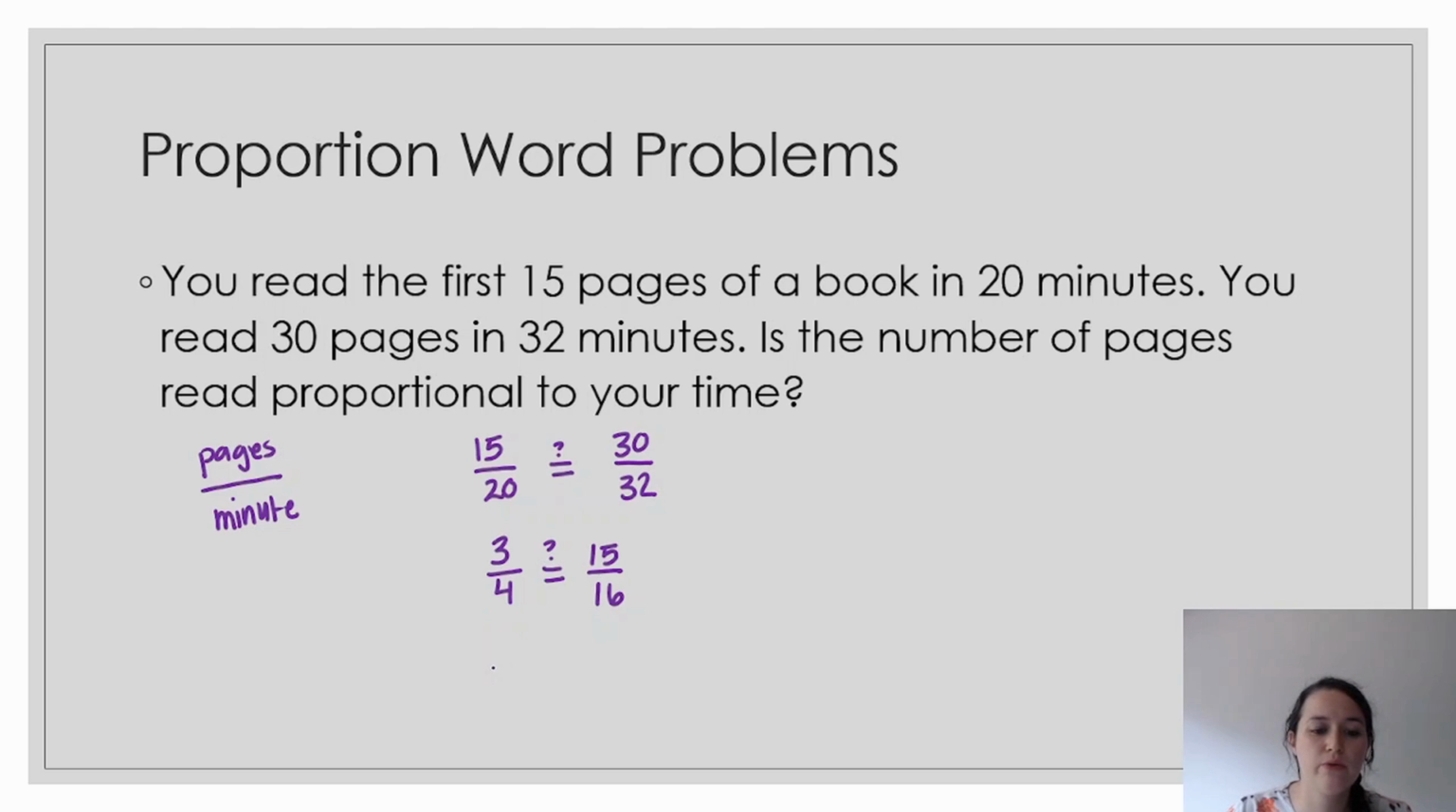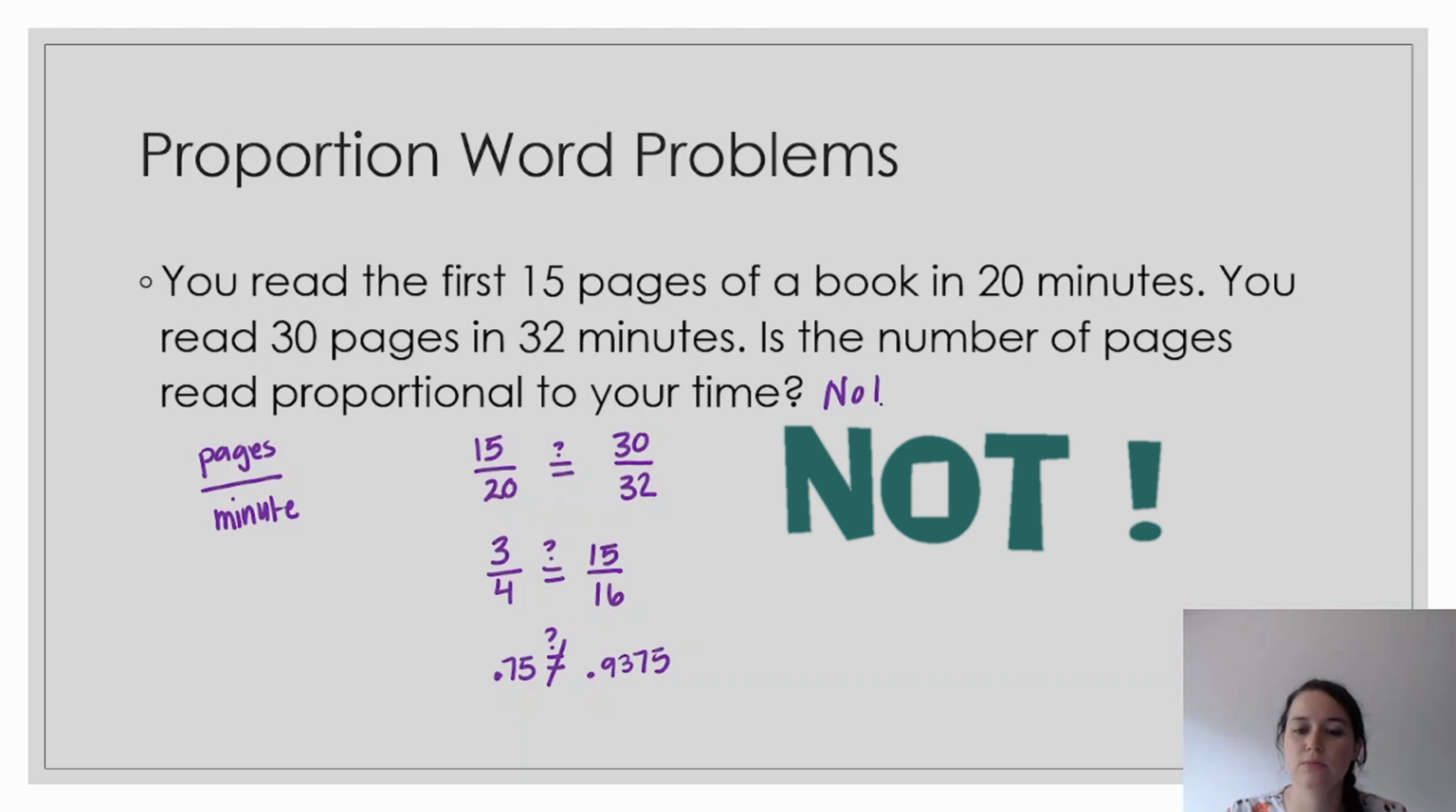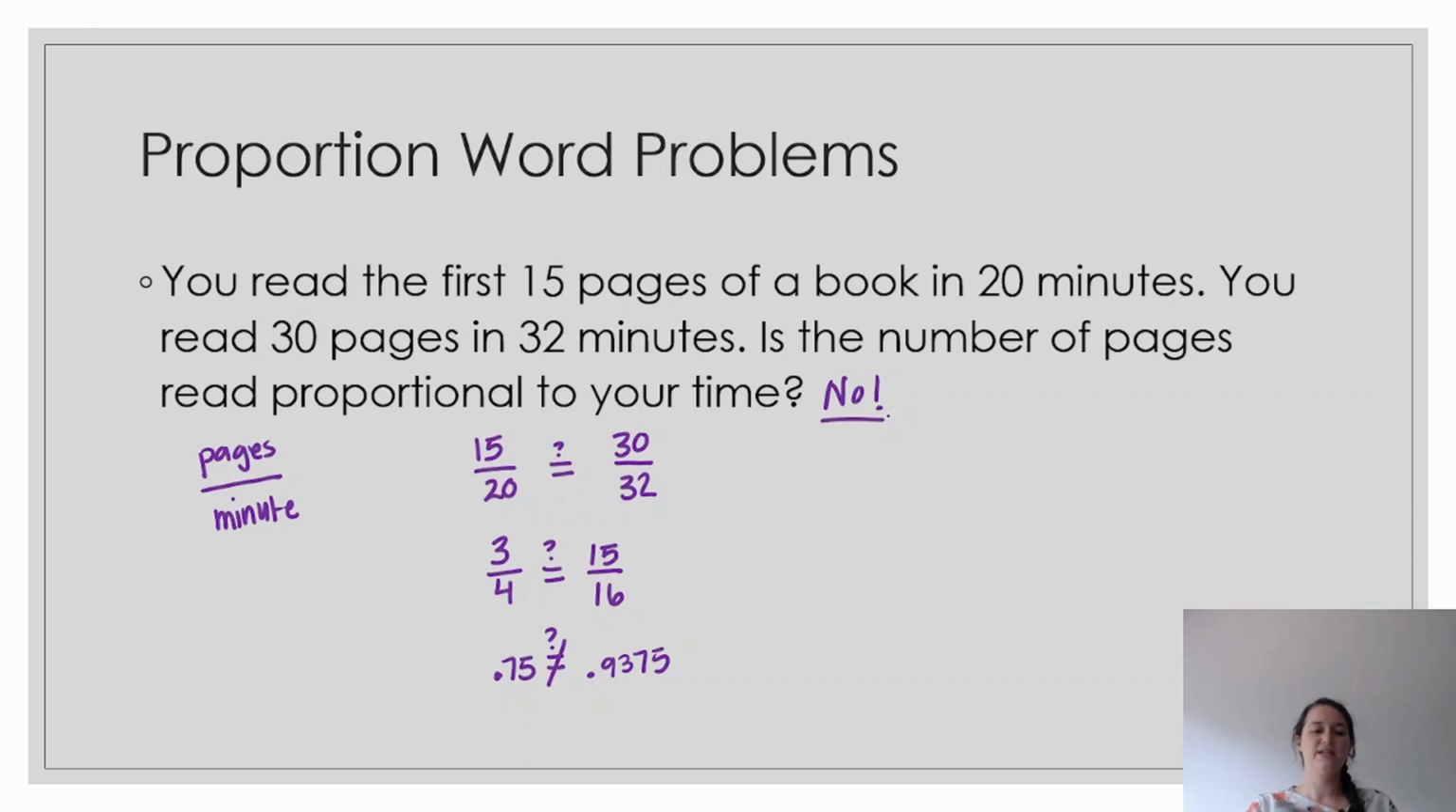I know 3/4, I'm going to go to decimal form. 3/4 is 0.75. So 0.75, does that equal 15 divided by 16? I'm going to put it in my calculator. That is 0.9375. So with that, I know that they do not equal. And so because my 2 decimals don't equal, the number of pages that I read is not proportional to my time. No. Okay? It seems that as you are reading this book, you're getting faster as you read it.